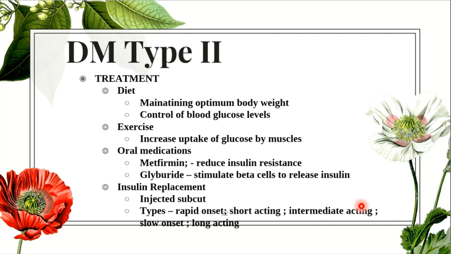Otherwise there are plenty of drugs for diabetes. I am not going into the detail. We just need to know the name of the common one, that is metformin. Okay, insulin replacement can be done by giving injections, which are supposed to be taken subcutaneously. The types of insulin can be rapid onset, short acting, intermediate acting, slow onset, and long acting. Those are all the different types of insulin.